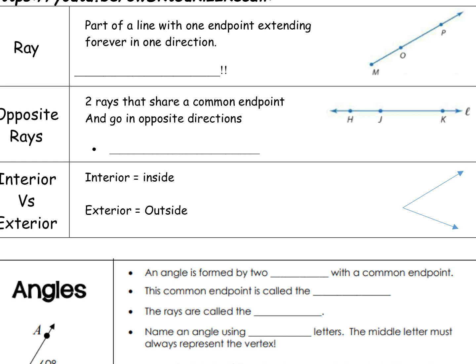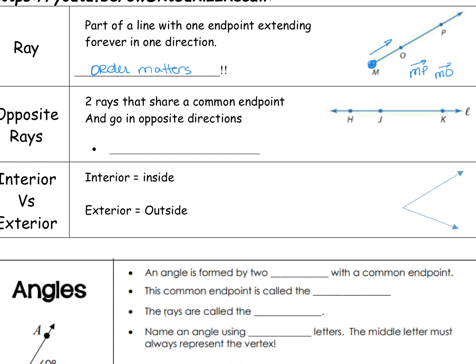So the first one is ray, and we know a ray is part of a line with one endpoint extending forever in one direction. And the thing with rays is that we know order matters when we're dealing with a ray. So in the picture, this ray starts at M and goes to the right. So we could call this ray MP, or we could call this ray MO. They both start at M and go to the right.